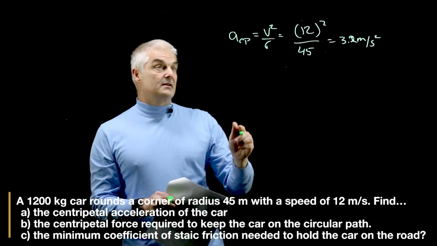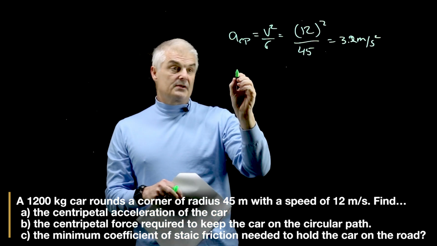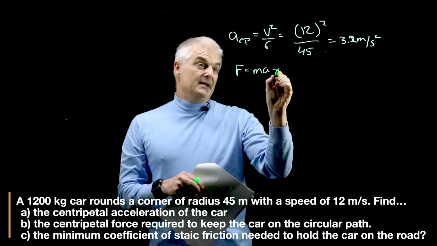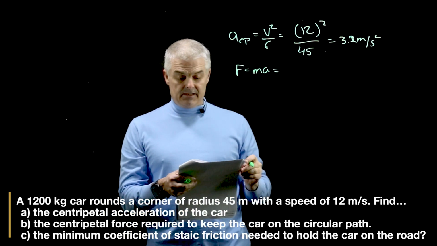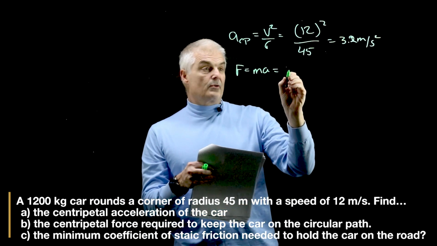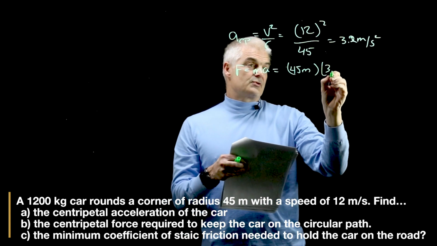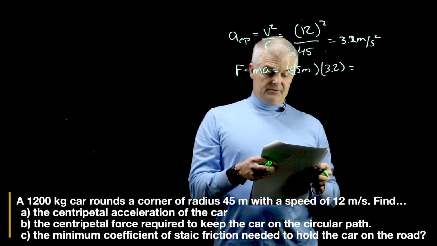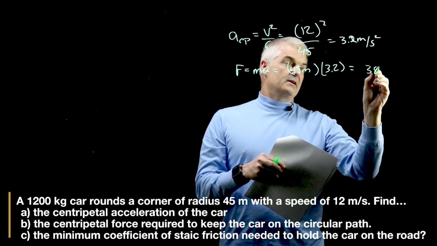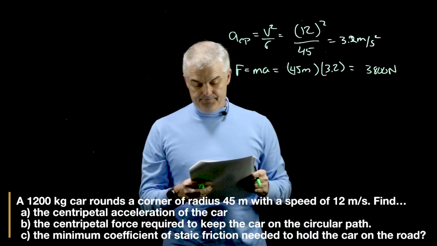Second question, what's the force? So the force is equal to m a, equals the mass of the car, 1,200, times the centripetal acceleration, which was 3.2. And that comes out to 3,800 newtons.